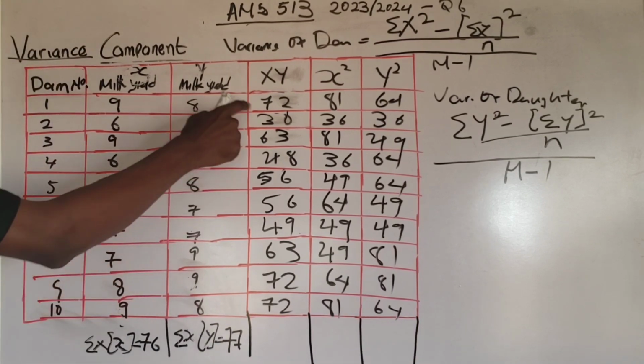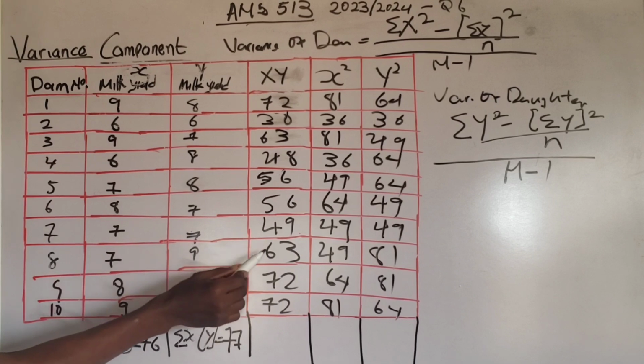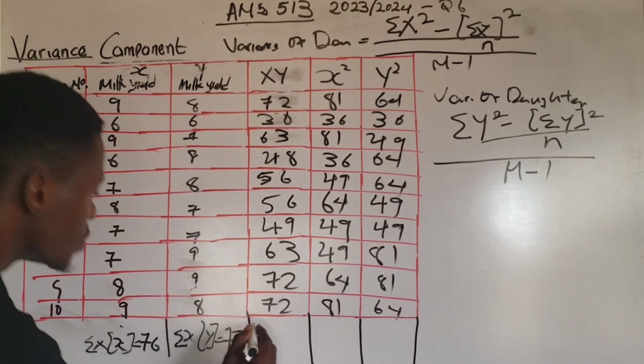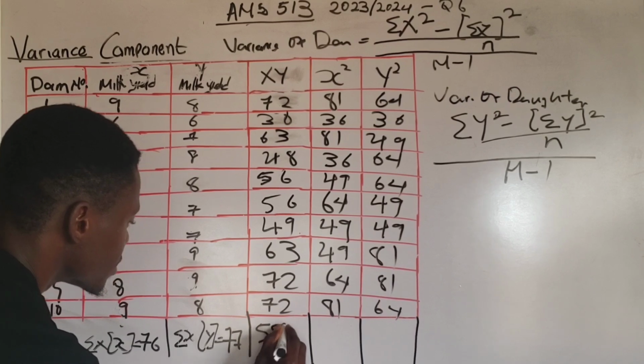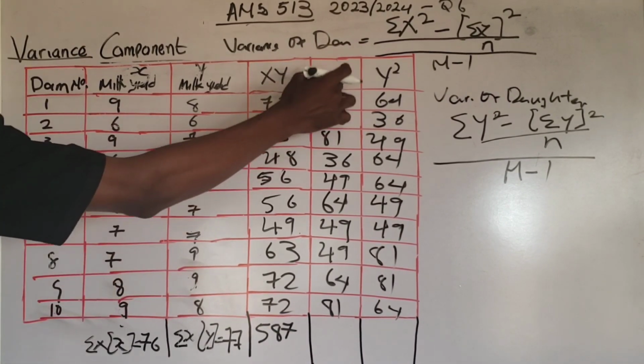So here I'm going to have 72 plus 30 plus 63 plus 48 plus 56 plus 56 plus 49 plus 63 plus 72 plus 72. The answer will give me what? 587, sir. 587. Yes, sir. So now we'll proceed with that of X squared.